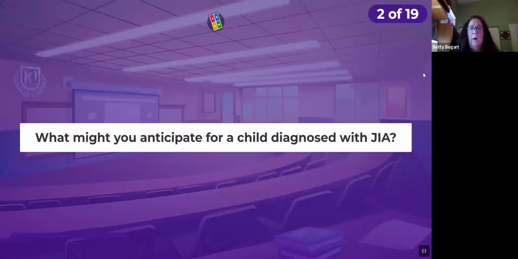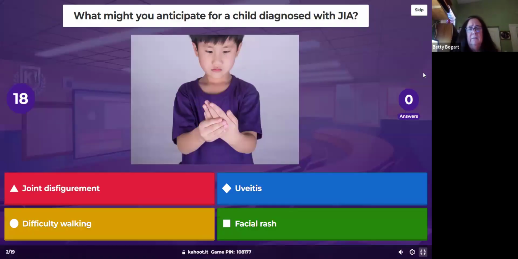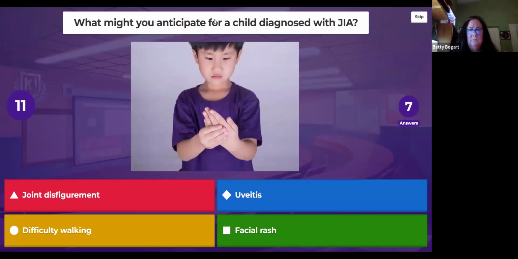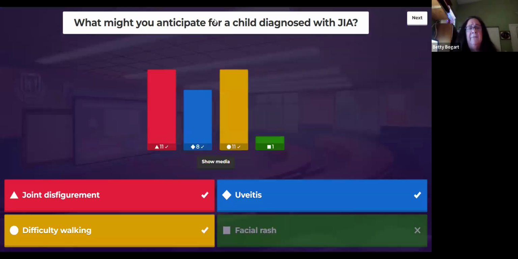I'll multi-select. What might you anticipate for a child diagnosed with JIA? What assessments are you going to see? So we're going to have that joint problem. In the morning or when we've been sitting a long time, try to get up. That's that difficulty, that stiffness. Remember that uveitis? That's the eyes turn red. That's why they need eye exams. And facial rash is lupus.